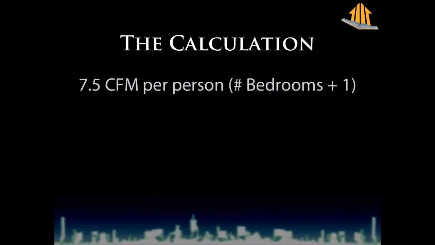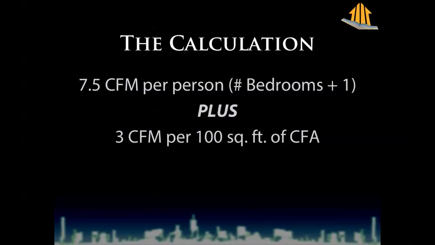So here we go. The calculation is, to begin, 7.5 CFM for each person in the house. And the way that you figure that is the number of bedrooms plus 1, because there's a couple in one of the bedrooms, is what ASHRAE assumes. So it's not the actual number of people, it's bedrooms plus 1. Plus 3 CFM per 100 square feet of conditioned floor area, CFA. That's all the stuff that's inside the envelope. Garage obviously does not count into that.